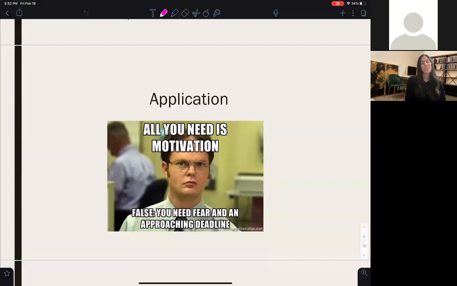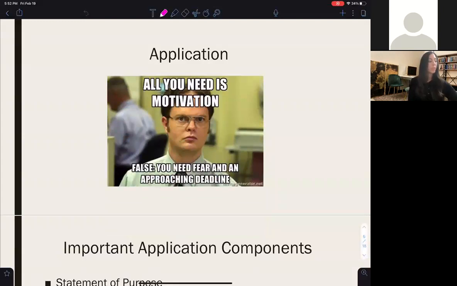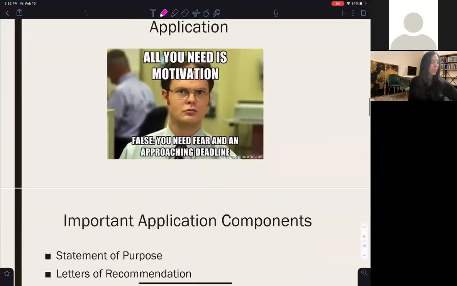We have hopefully contacted our faculty advisors, and the next step is our application. So I like this meme when I was looking online. All you need is a little motivation. False. You need fear and an approaching deadline. And honestly, guys, sometimes that's just how it works. You just need to remind yourself that the deadline is approaching and this is something that you just need to get done. It's like a checklist item, get it done, right?